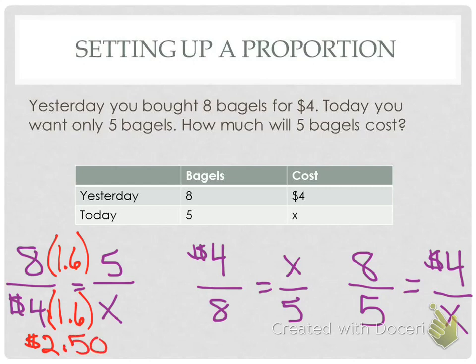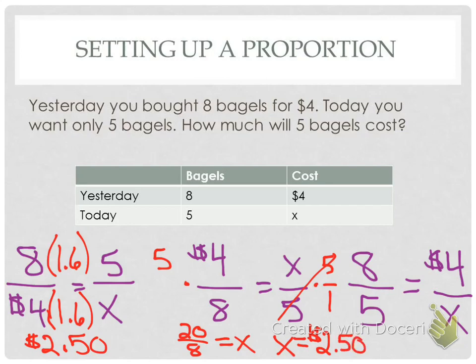So on the second one, let's just do a little bit of algebra. Multiply both sides by 5. And I get 20 over 8 equals X. Well, what's 20 divided by 8? Anybody know? 2.5. $2.50. Very good.